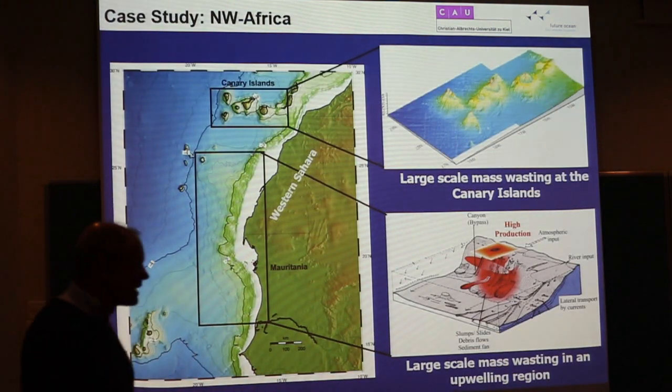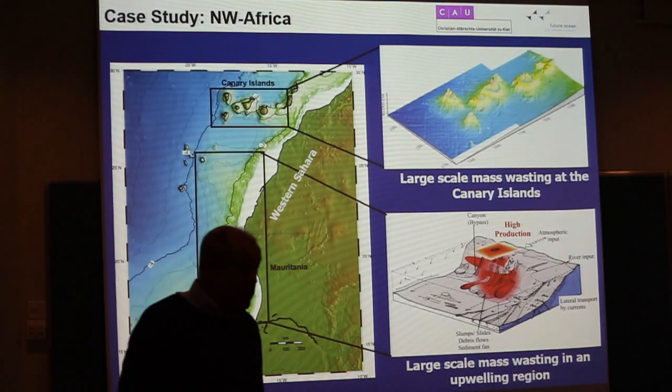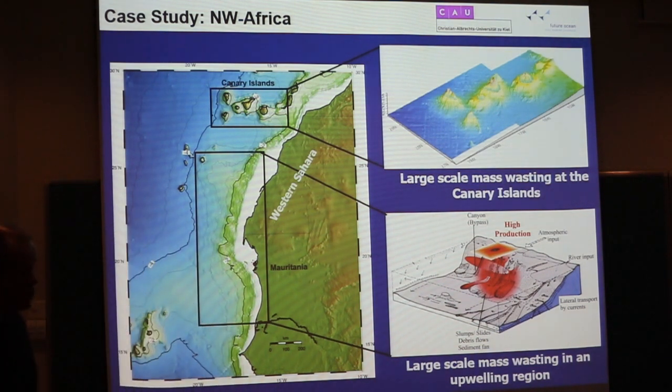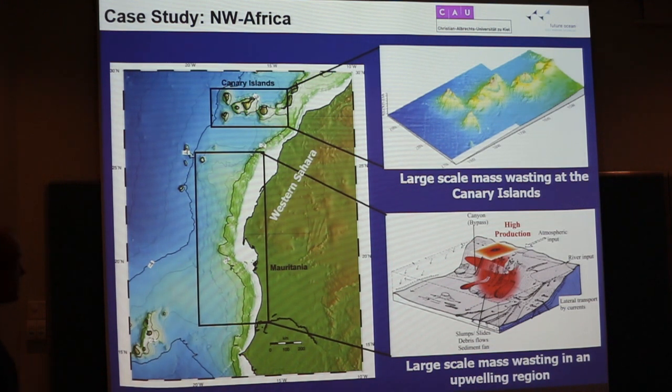Okay, with this I come to my case studies, and my first case study is the Northwest African continental margin. That's an area where I have been working for a pretty long time. Northwest Africa is an old passive margin. One special thing about Northwest Africa is that we have a number of volcanic seamounts and also volcanic islands, like the Cape Verdes and the Canary Islands. And we have different types of landslides. We have landslides related to the volcanic islands, like the Canary Islands. These landslides are well known on the flanks of volcanic islands. I'll show you an example in a second.